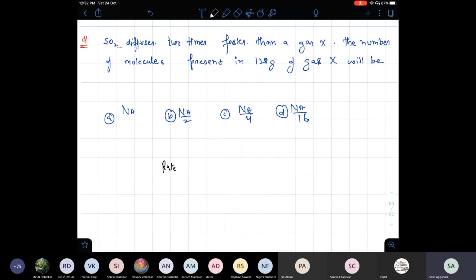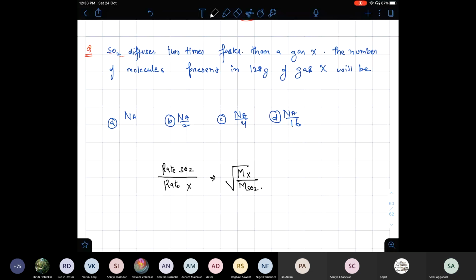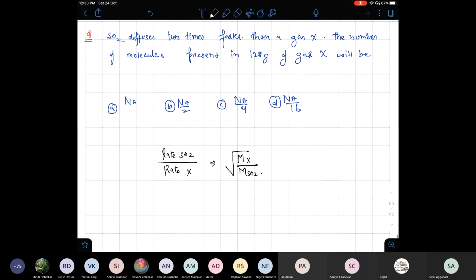The rate of SO2 divided by the rate of some gas X will be equal to the square root of the mass of gas X divided by the mass of SO2. Now the rate is given as 2 times, so this will be 2 and this will be 1. Mass of gas X divided by 64.